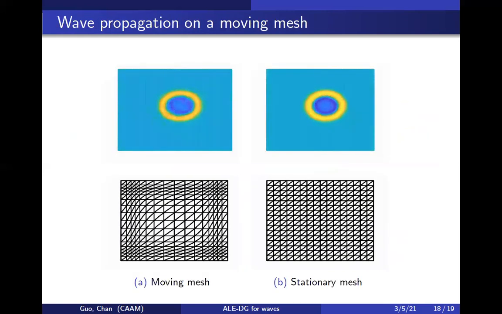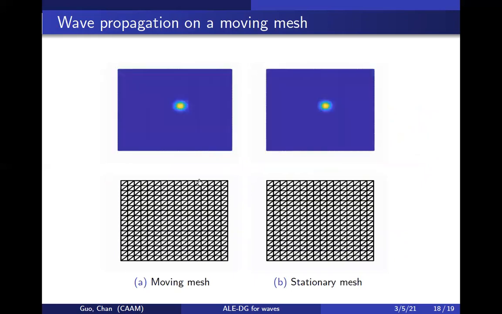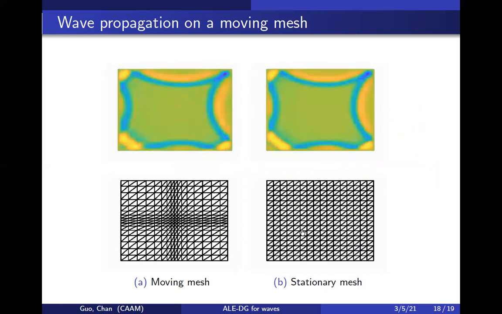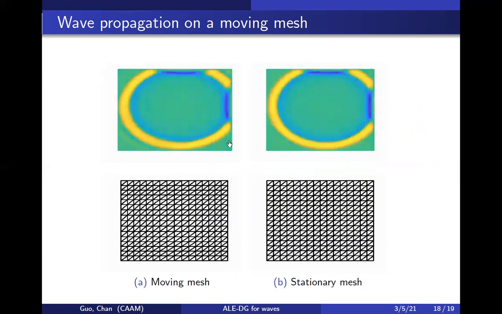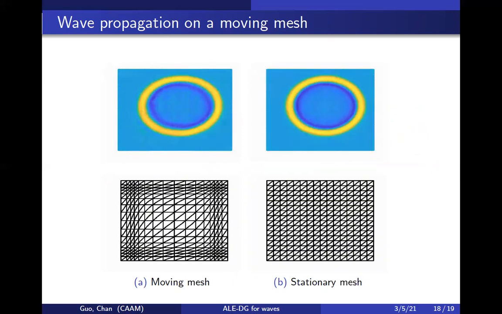Here I show you two videos of wave propagation triggered by Gaussian pulses. The left one is on a moving mesh, and the right one is on a stationary mesh. You can see these two numerical results are very similar, which indicates our method can handle mesh motion appropriately.